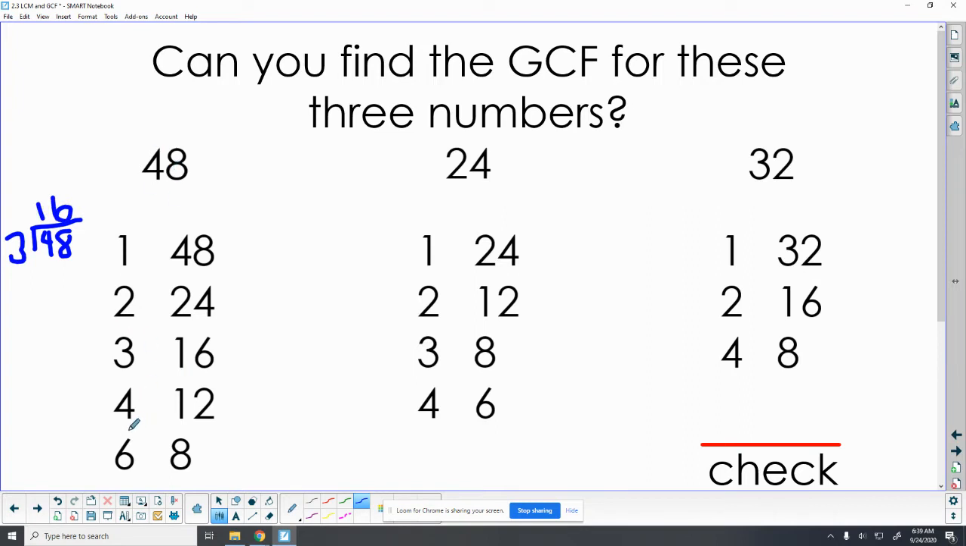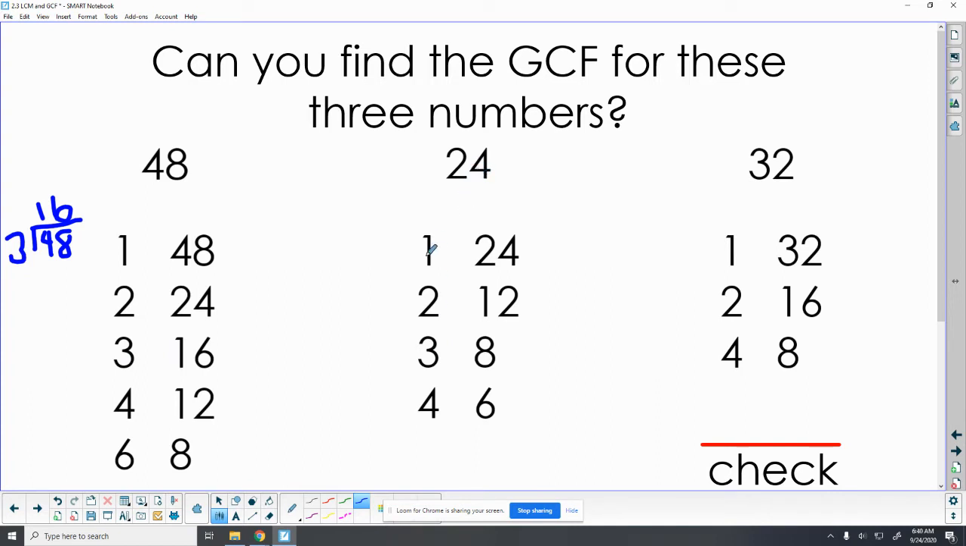I ask myself, can 5? No, because it doesn't end in 0 or 5. Can 6 go in there? Yes, 8 times. Can 7? No. And then I have 8, so I know those are all of the factors of 48. So these are pairs that are lined up across from each other.